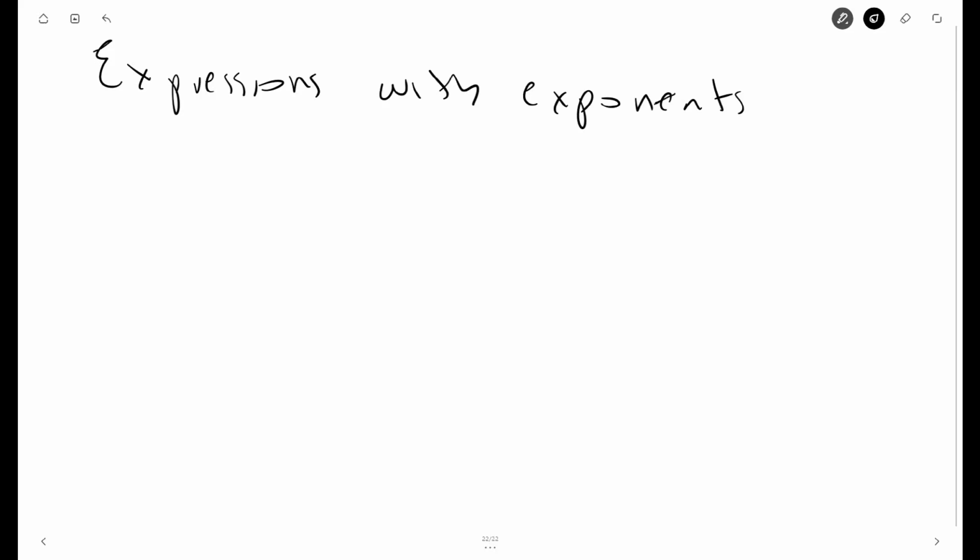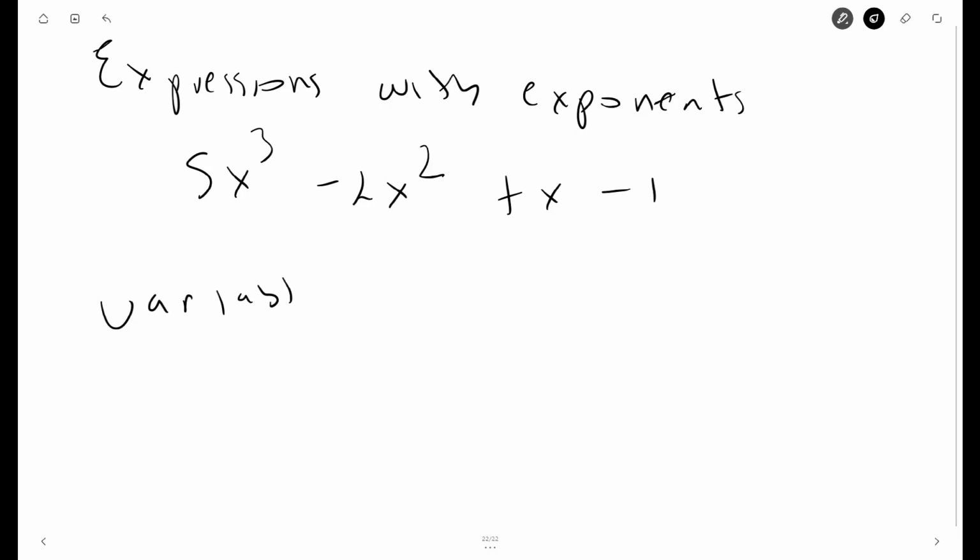So expressions with exponents look something like this: 5x cubed minus 2x squared plus x minus 1. So the variable here is x, the constant is -1.